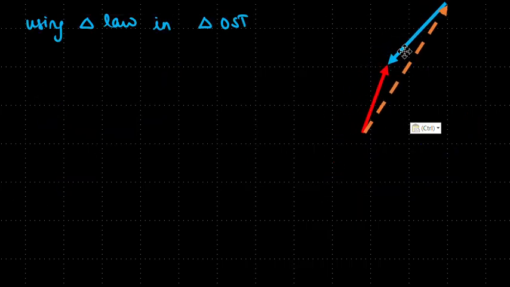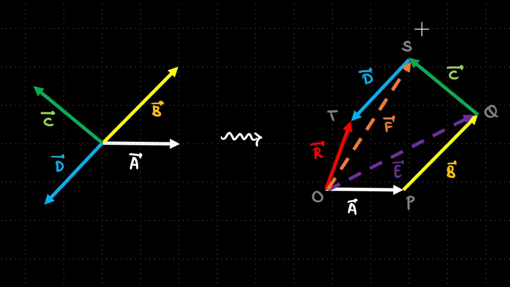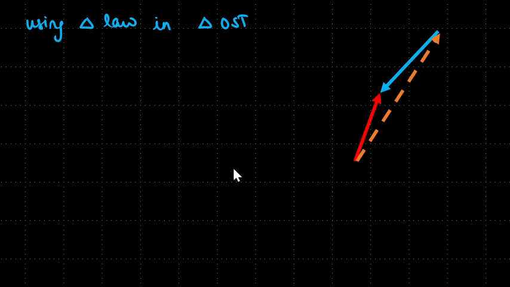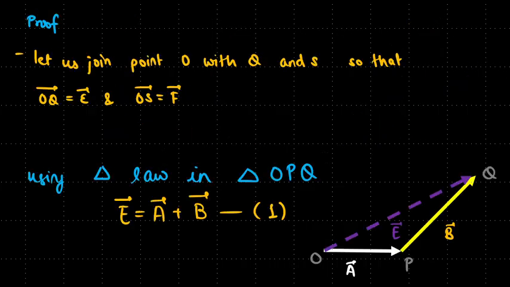So let's take this triangle, and also let's bring its letters, or the involved terms that we need. So that's the involved terms, I think. So now let's use the triangle law. Vector F and vector D are in same order, which means vector R must equal vector F plus vector D, and this is going to be equation number 3, since we already used 2 and 1.